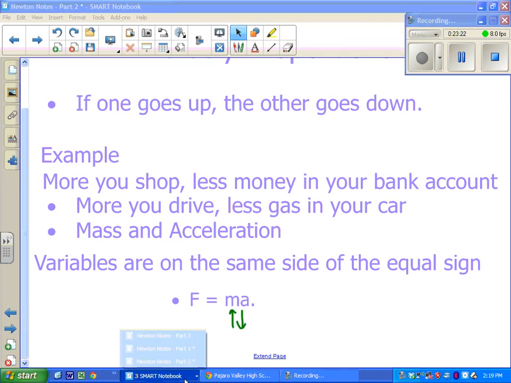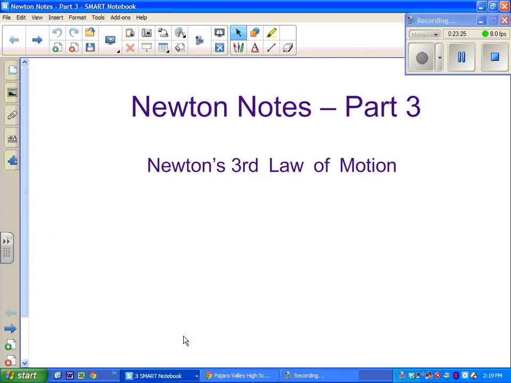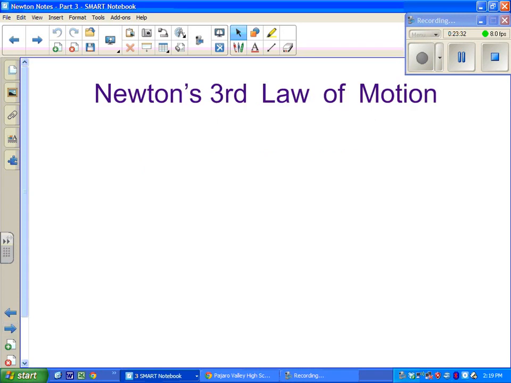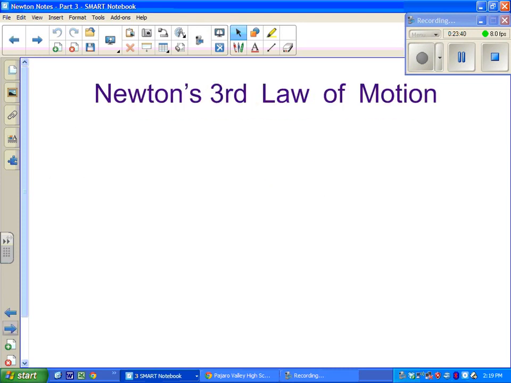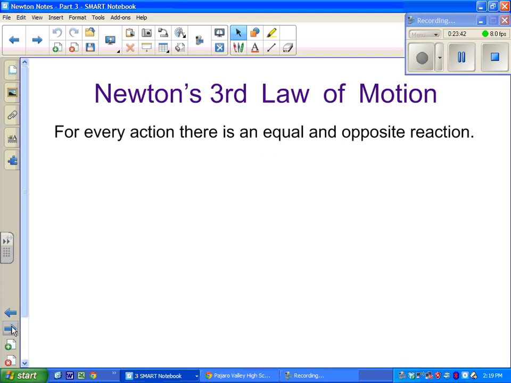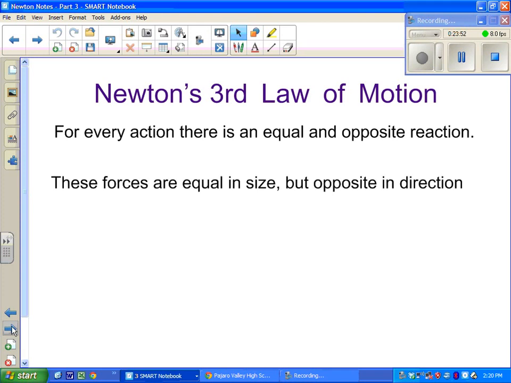All right, the last section, and a short section, is on Newton's third law. Newton's third law says that for every action, there is an equal and opposite reaction. For every action, there's an equal and opposite reaction. And these forces, these actions, are equal in size, but opposite in direction.